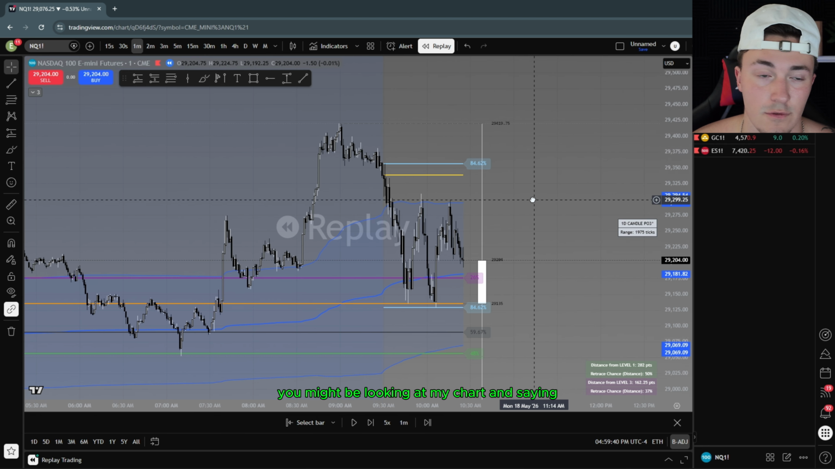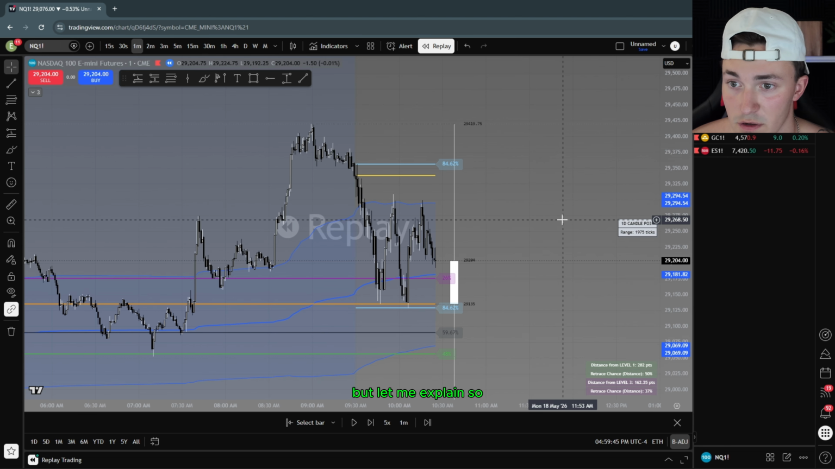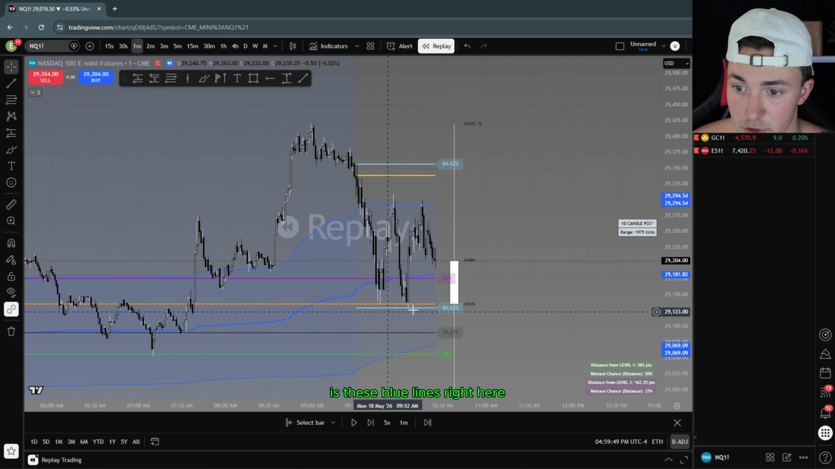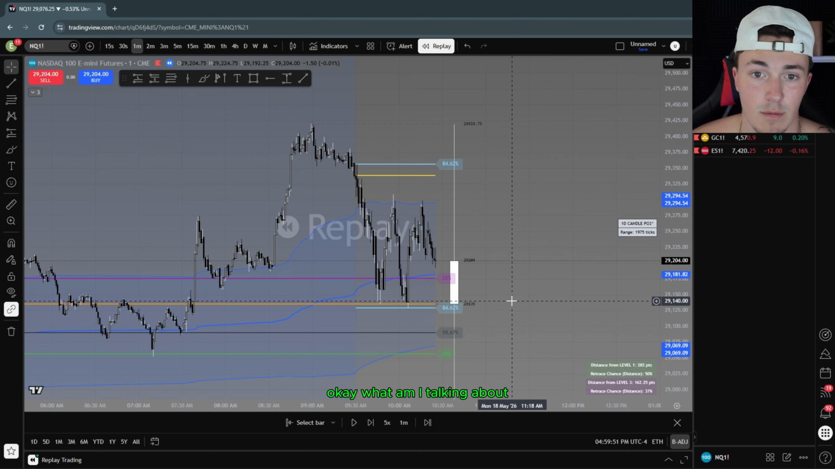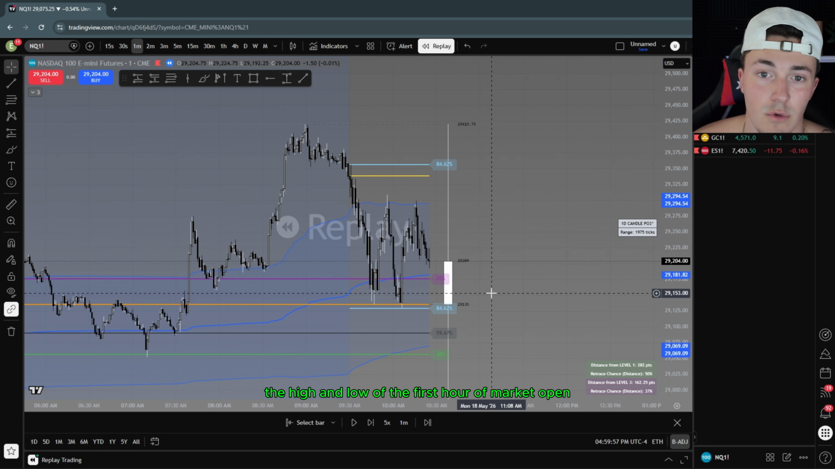Okay, so first off, you might be looking at my chart and saying, all right, what the hell is going on? But let me explain. What we are looking at specifically is these blue lines right here. Okay, what am I talking about? I'm talking about initial balance. Initial balance is the high and low of the first hour of market open.